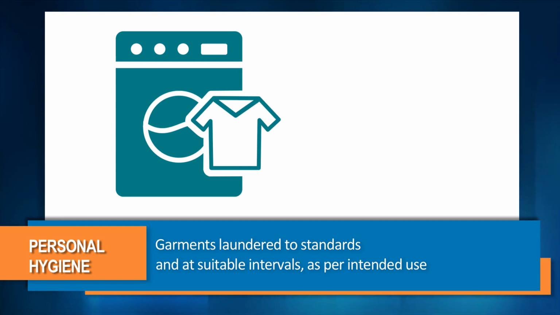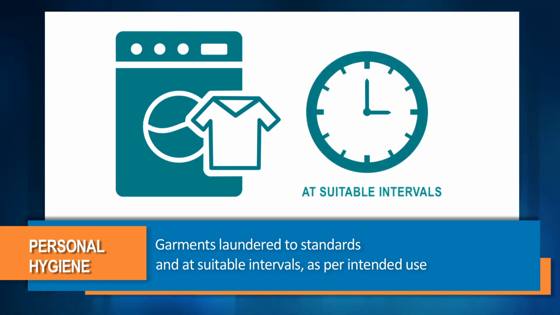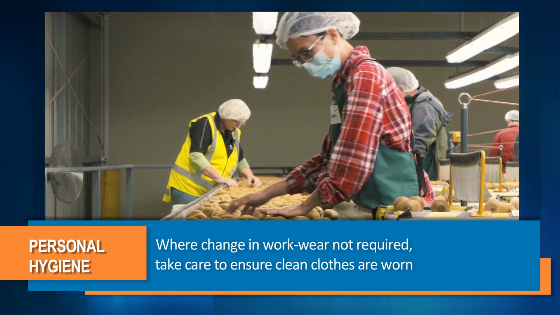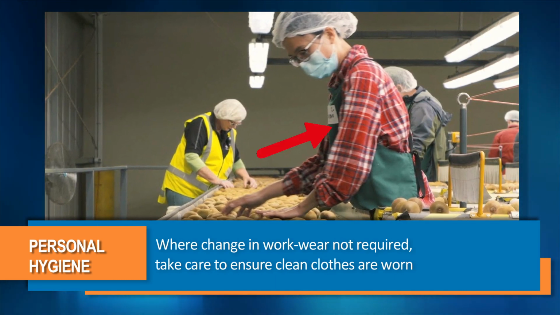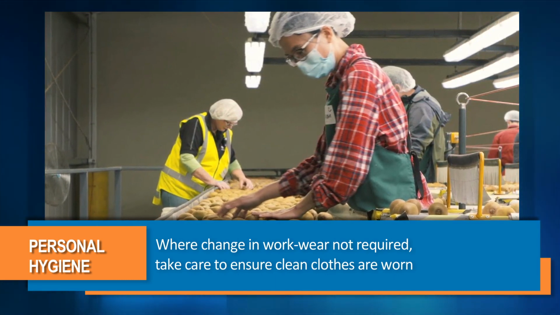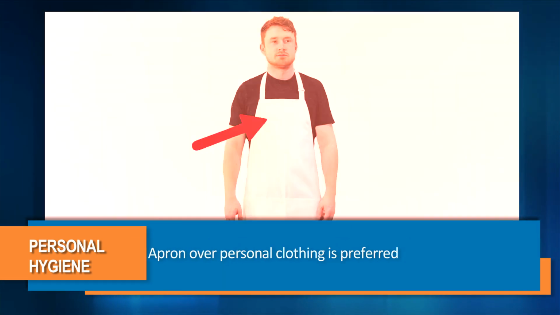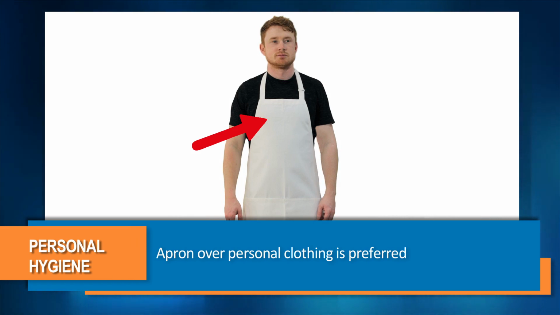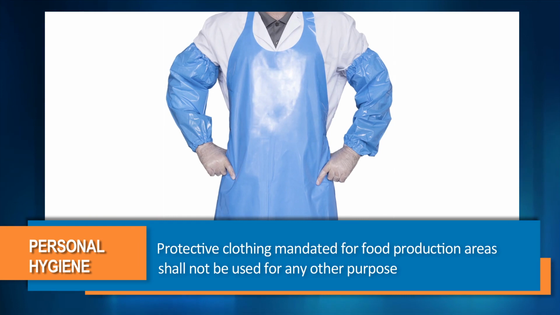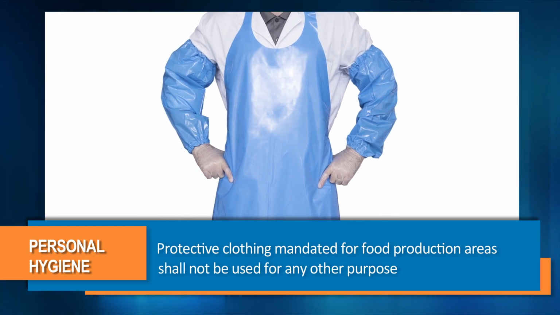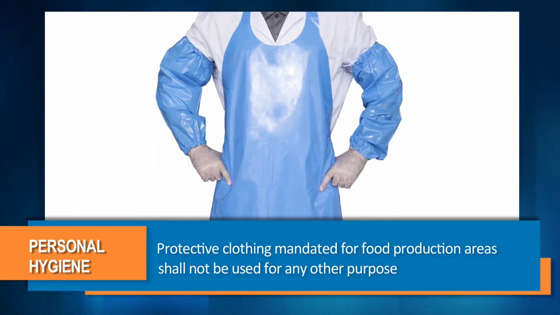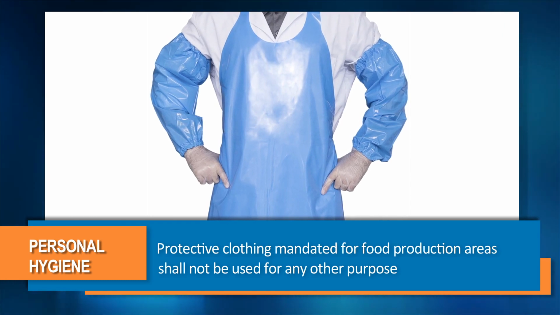They should be laundered to standards and at intervals suitable for the intended use of the garments. Where change in workwear is not required, care shall be taken to ensure that the food handler is wearing clean clothes. Apron over personal clothing is preferred. Protective clothing mandated for the food production areas shall not be used for any other purpose.